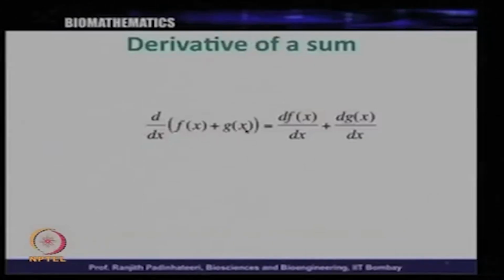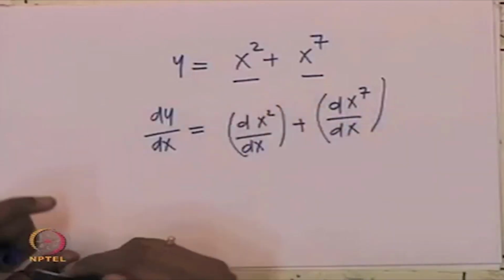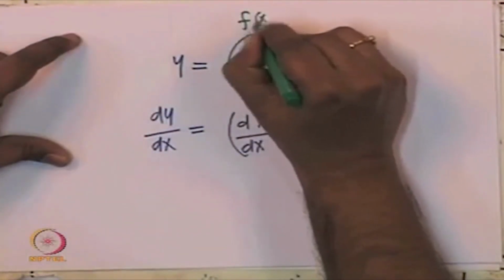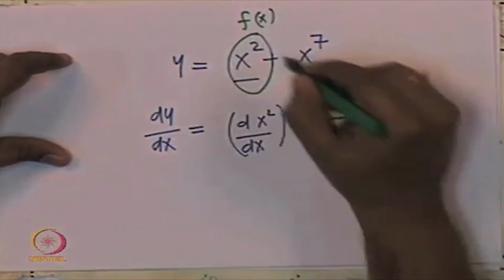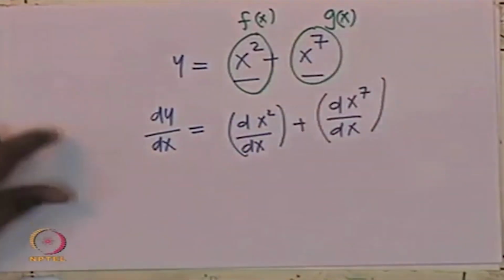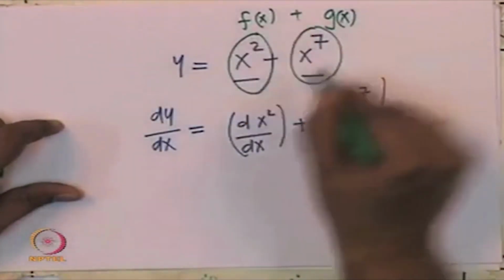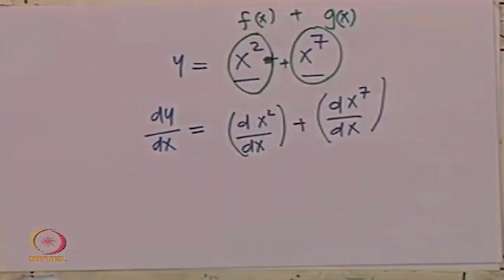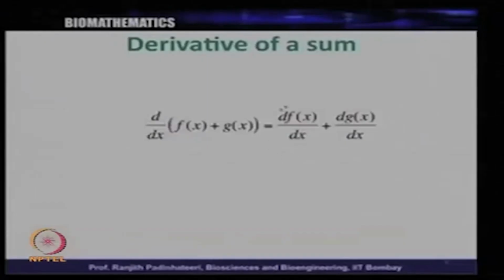So, if you want to find the derivative of two functions f of x and g of x, we can call this x power 7 some function f of x, and this x power 2 some other function g of x. And f of x plus g of x is the sum of these two things, and the derivative of this is equal to the derivative of the first function plus the derivative of the second function. So, this is the second rule that you should learn.